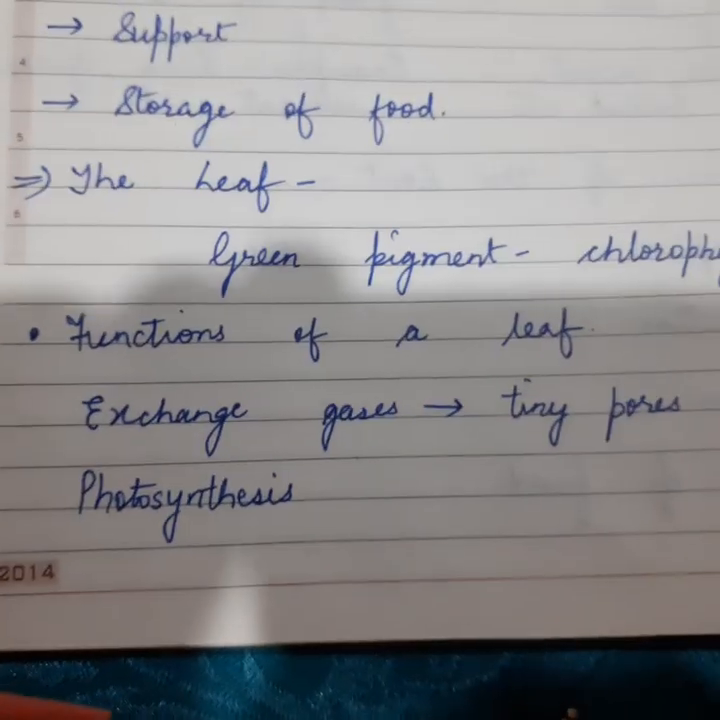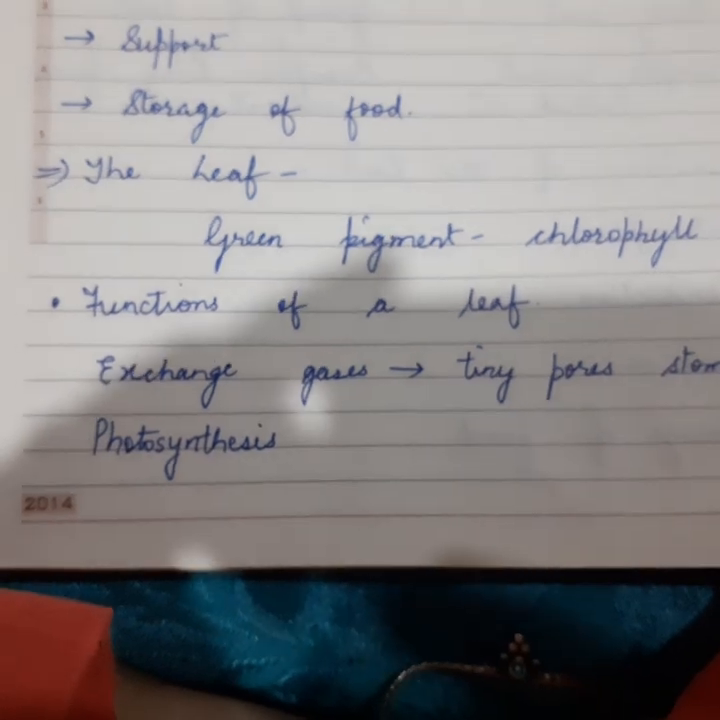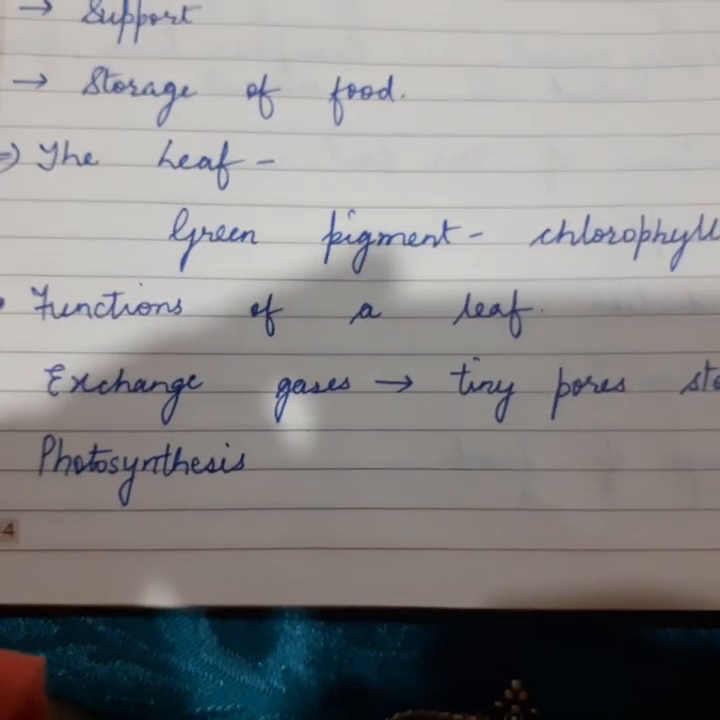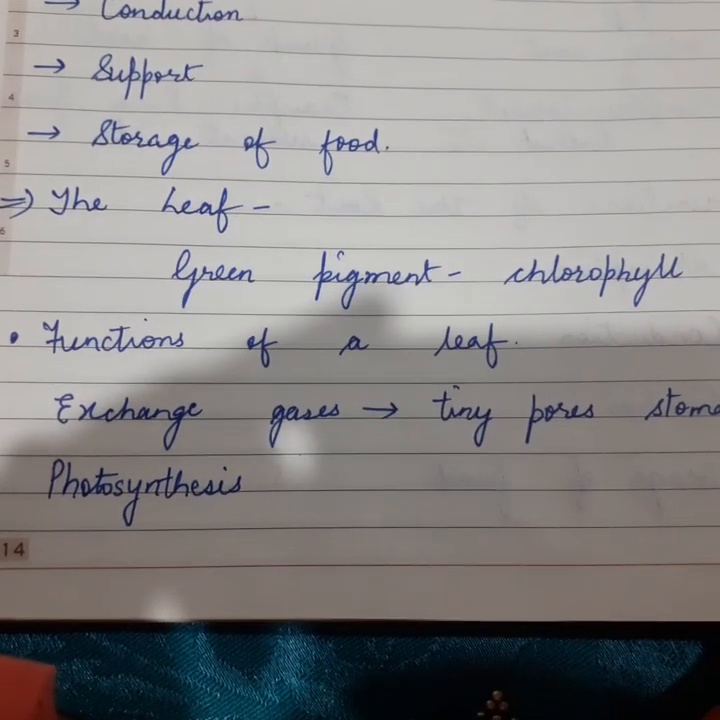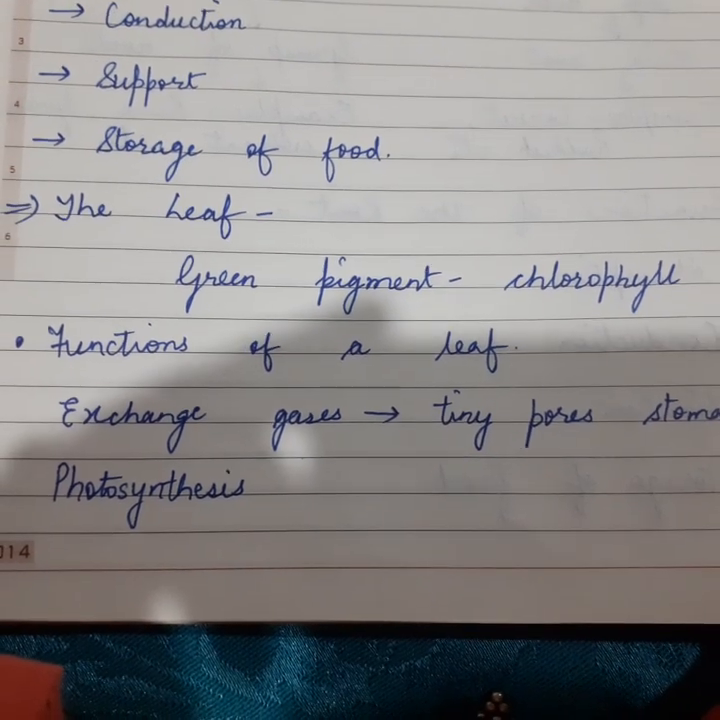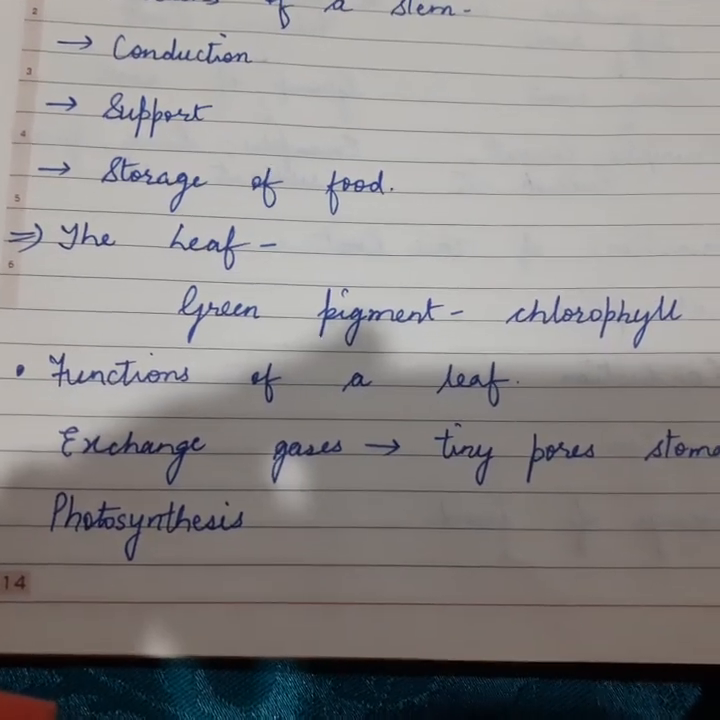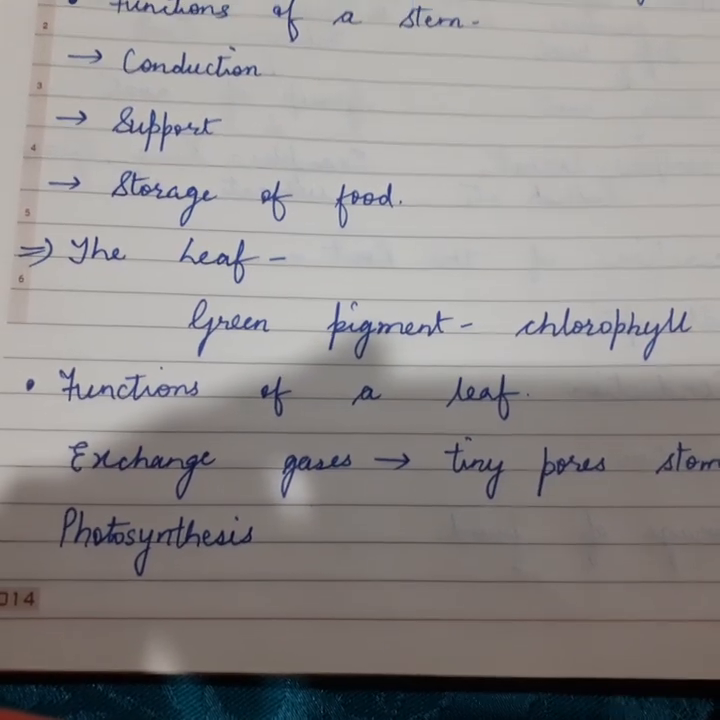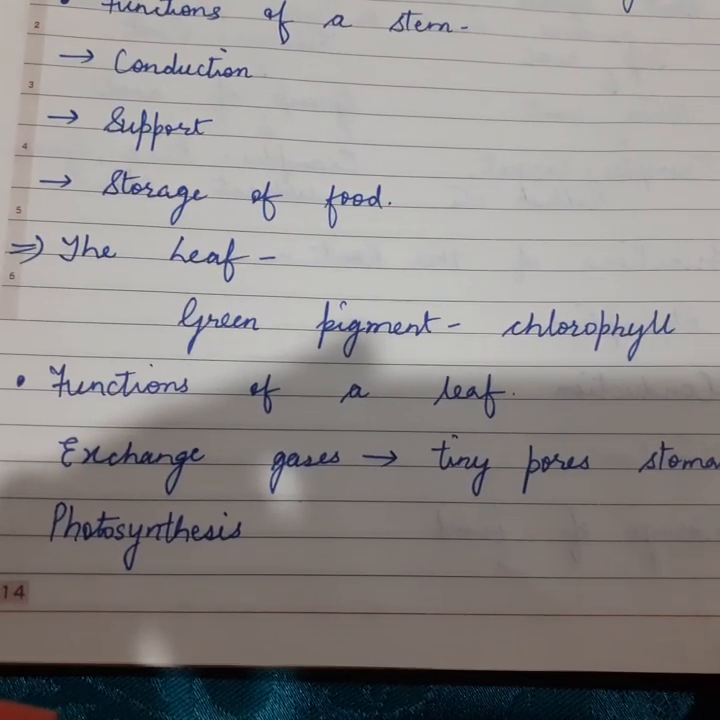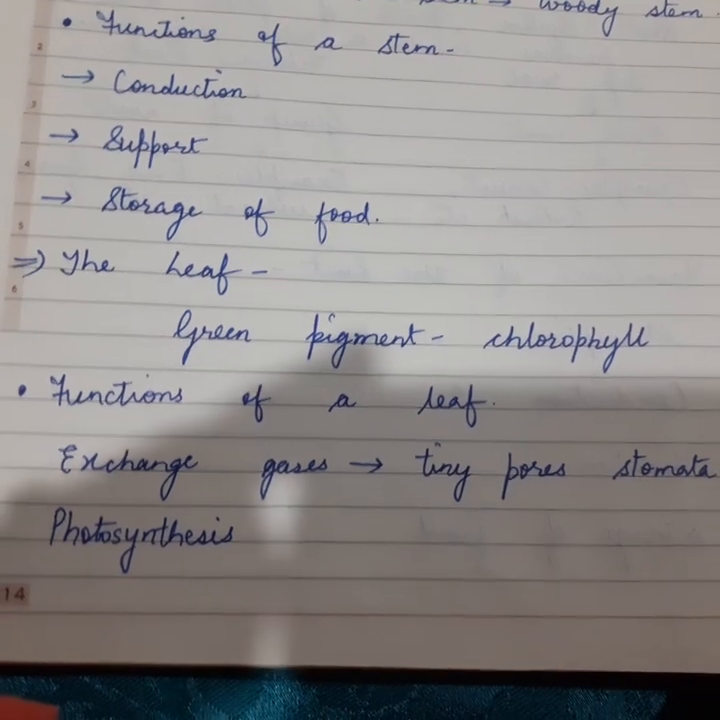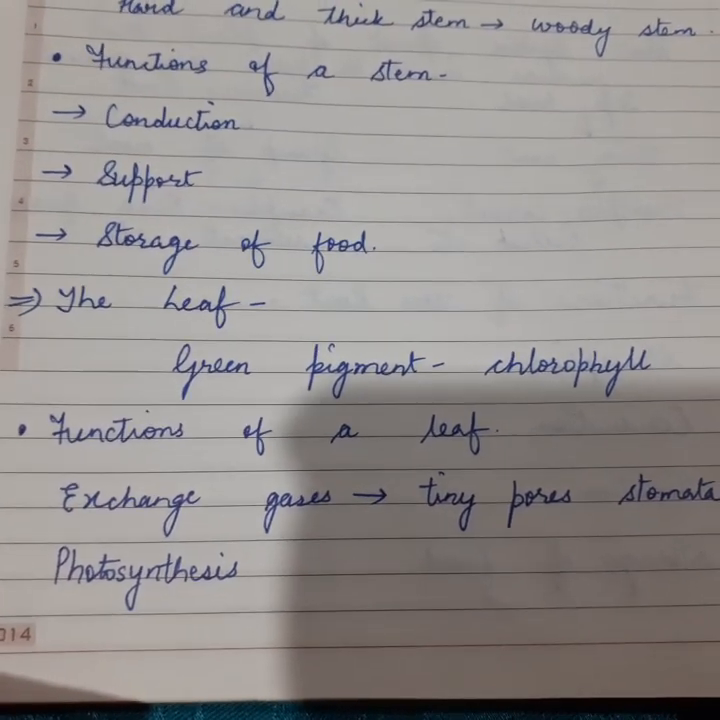The next part is the leaf. In leaf, there is a green pigment present and it is called chlorophyll. Chlorophyll helps plant to make their food. Now, we will discuss about the functions of a leaf. First is exchange of gases.